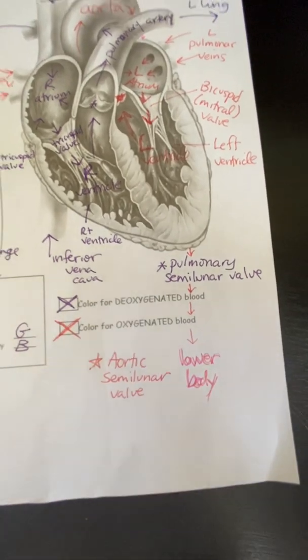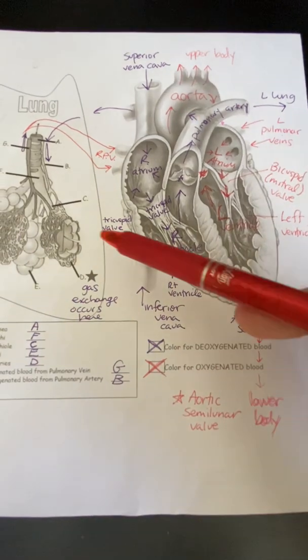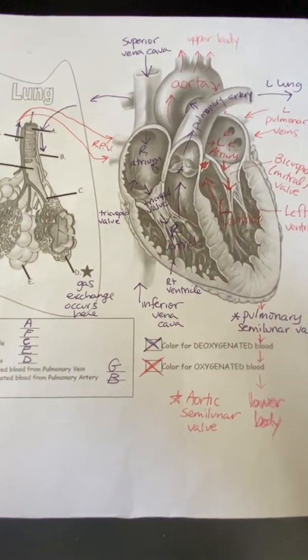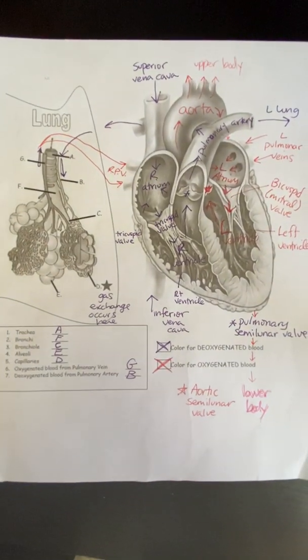All right, and that is the pathway of blood through the heart. So you're going to use this picture to help you answer the same questions. It's still going through the same steps on the other page, but in word form.